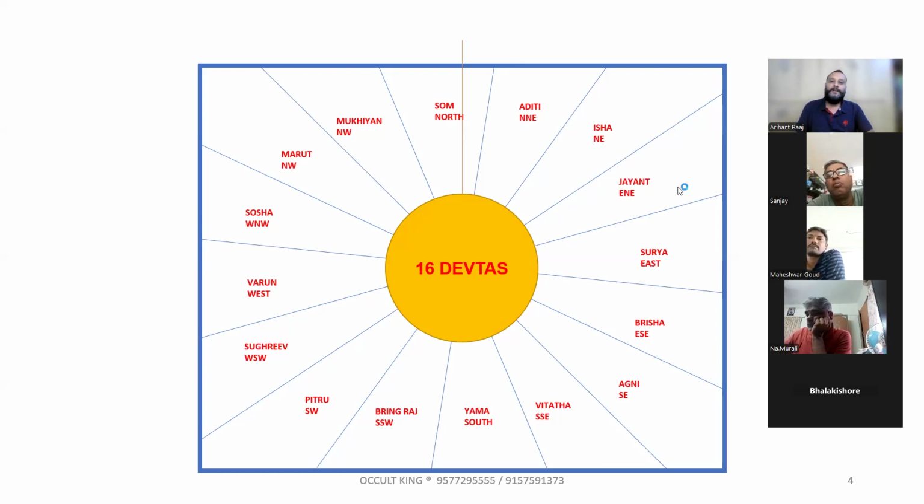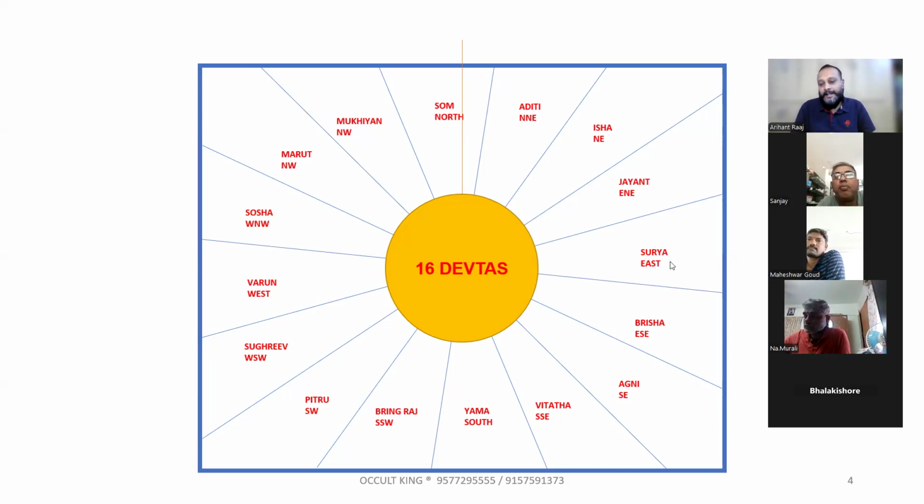Next, Jayanta. Jayanta is responsible for the east-northeast direction. Jayanta will give you fun and recreation. We are doing hard work and struggling for our survival, but somewhere we should have fun also in our life. That is how our life will be balanced. If you are not having any kind of entertainment in your life, there is a problem in the Jayanta direction. So you should focus on the Jayanta direction.